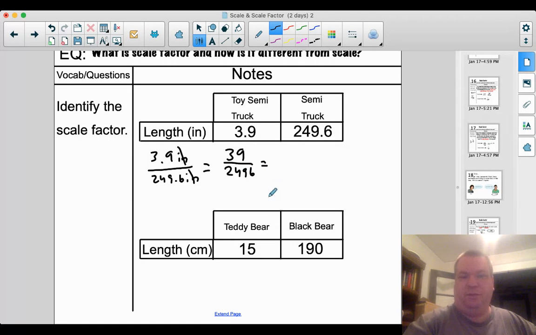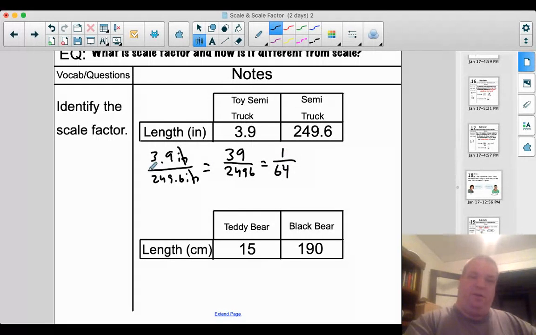What I would check first is to see if 39 goes into this number. If 39 goes into this number, that'll be real nice because I'll have a 1 to something. So I'm going to take my calculator and do 2496 divided by 39. When I do that, I actually do get a nice whole number. I get 64. So if I divide the top and bottom by 39, I get 1 to 64.